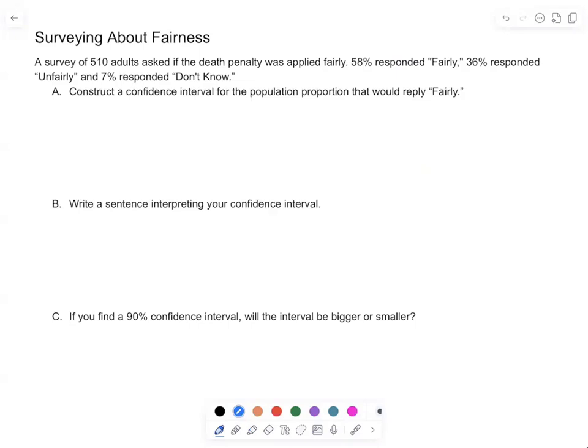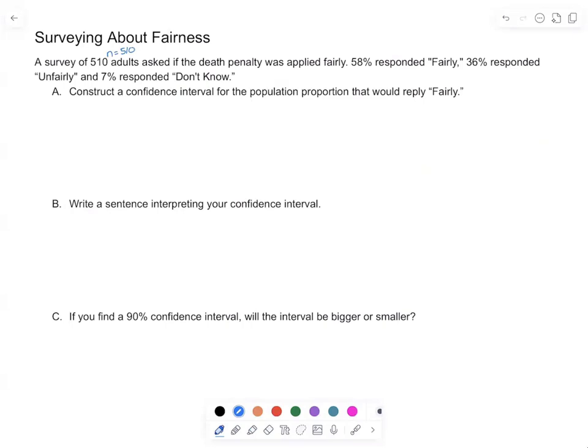Okay, let's do another problem from beginning to end. So here we have a survey of 510 adults. So that's my N, right? That's my sample size. And they were asked if the death penalty was applied fairly. So 58% said fairly, 36% responded unfairly, and 7% responded don't know.